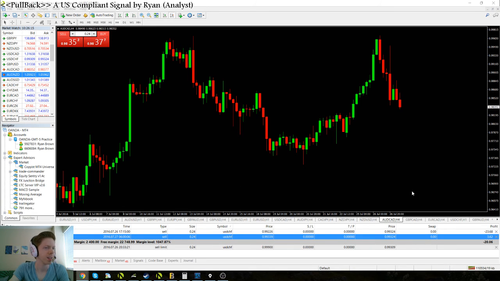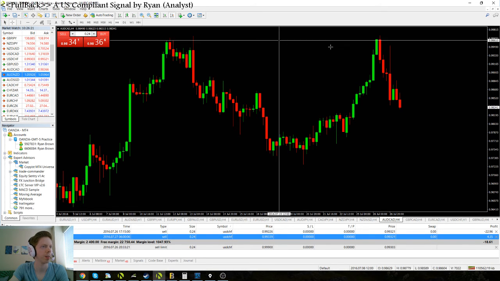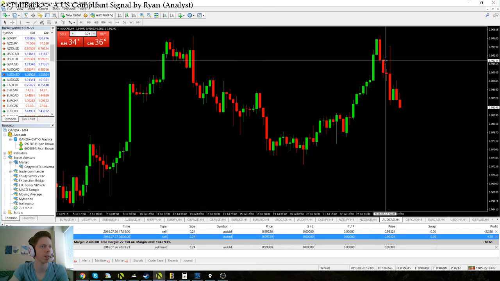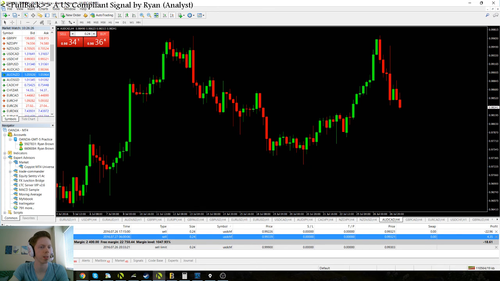Okay. So the last thing I'm going to talk about, and then I'm going to answer any more questions that you guys have before I sign off. And I took this trade yesterday. I saw this level up here.